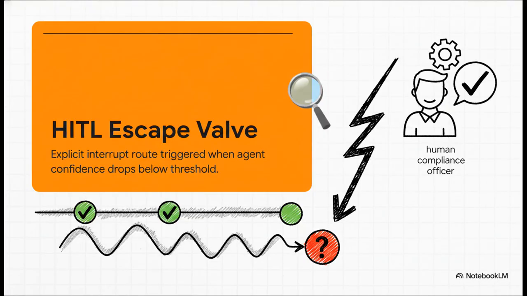Moving on to invariant 4, the human in the loop, or HITL escape valve. You know, silent confidence is easily the most dangerous failure mode in AI systems. Every confidence-bearing node has to compare its score against a strictly calibrated threshold. If the agent's confidence drops below that mark, it absolutely must trigger an explicit interrupt route to human review. You can't just let a low-confidence packet complete on its own.